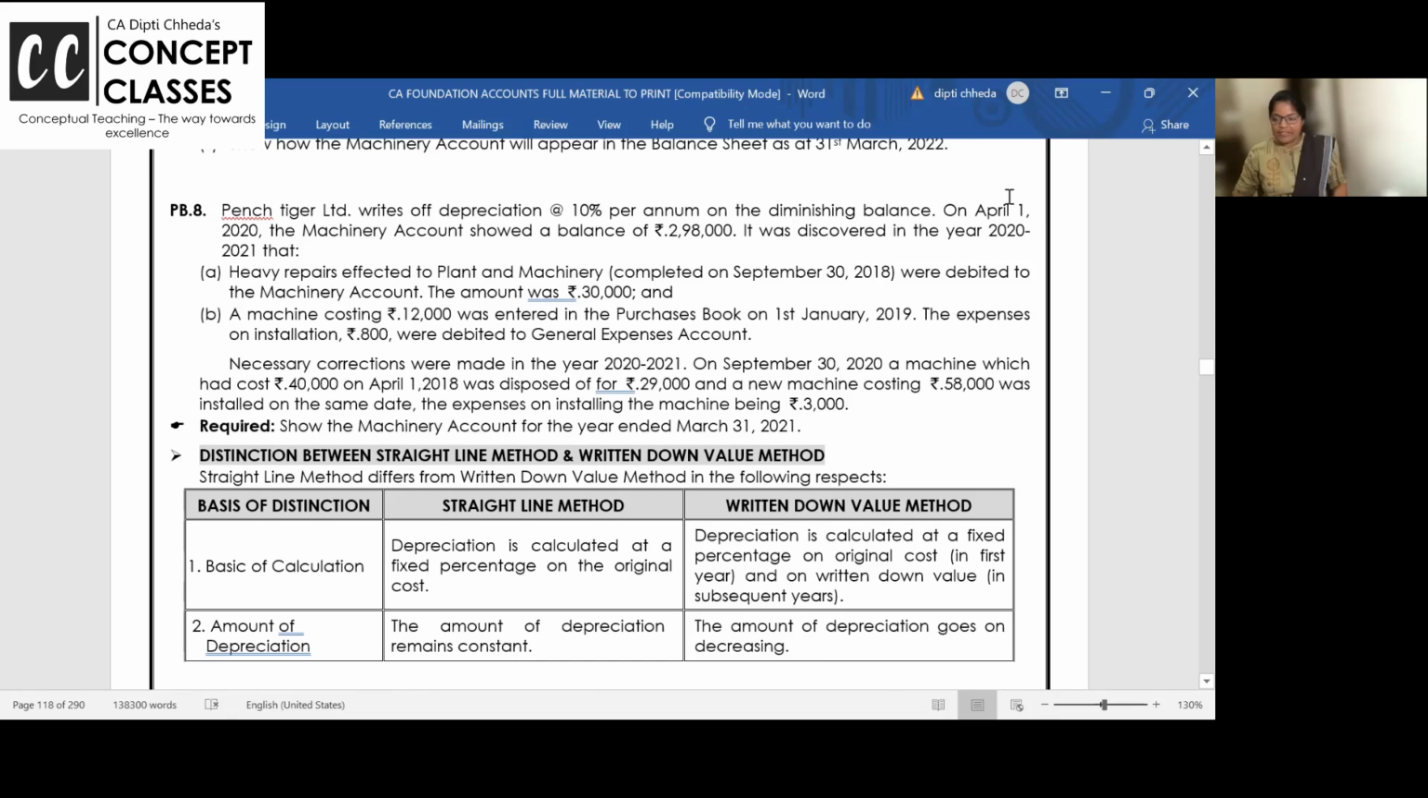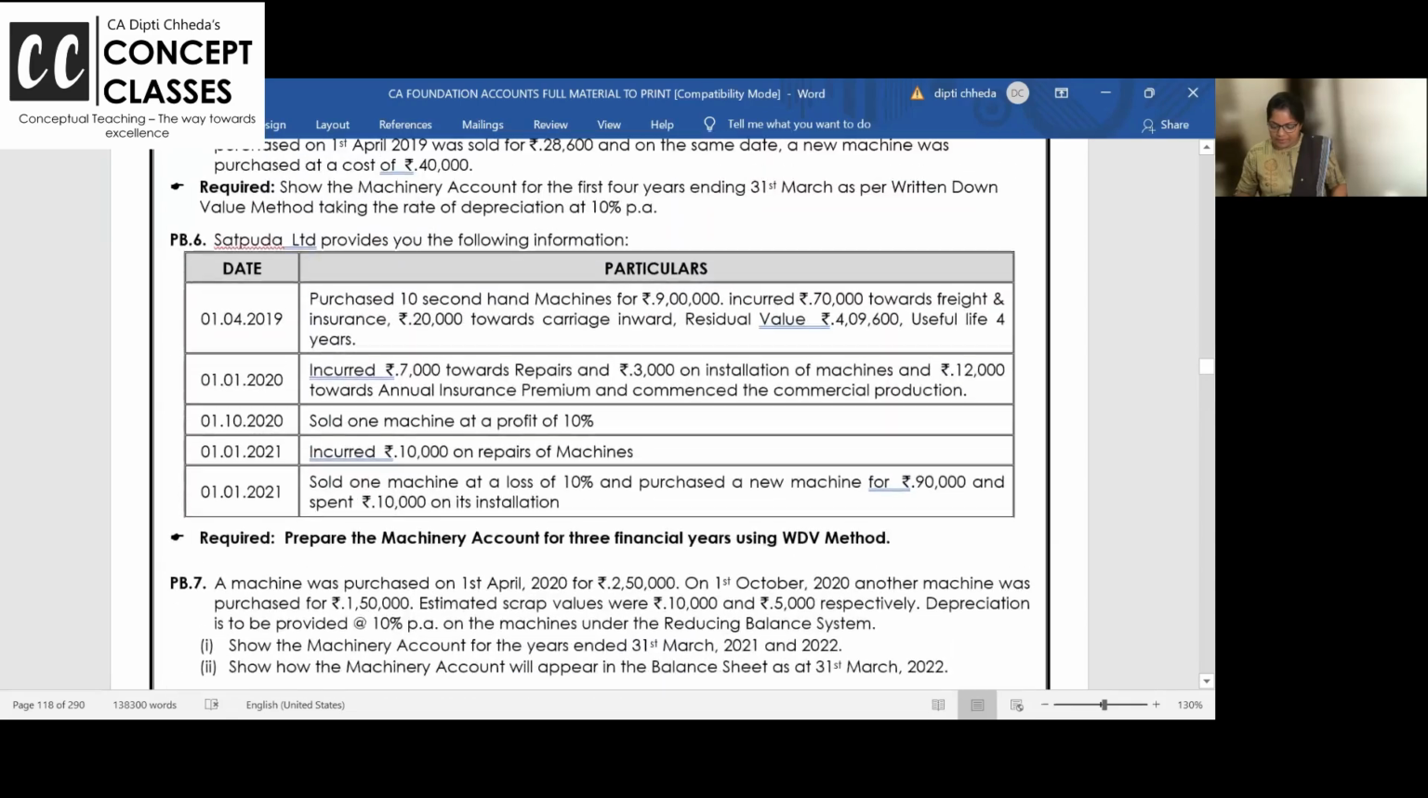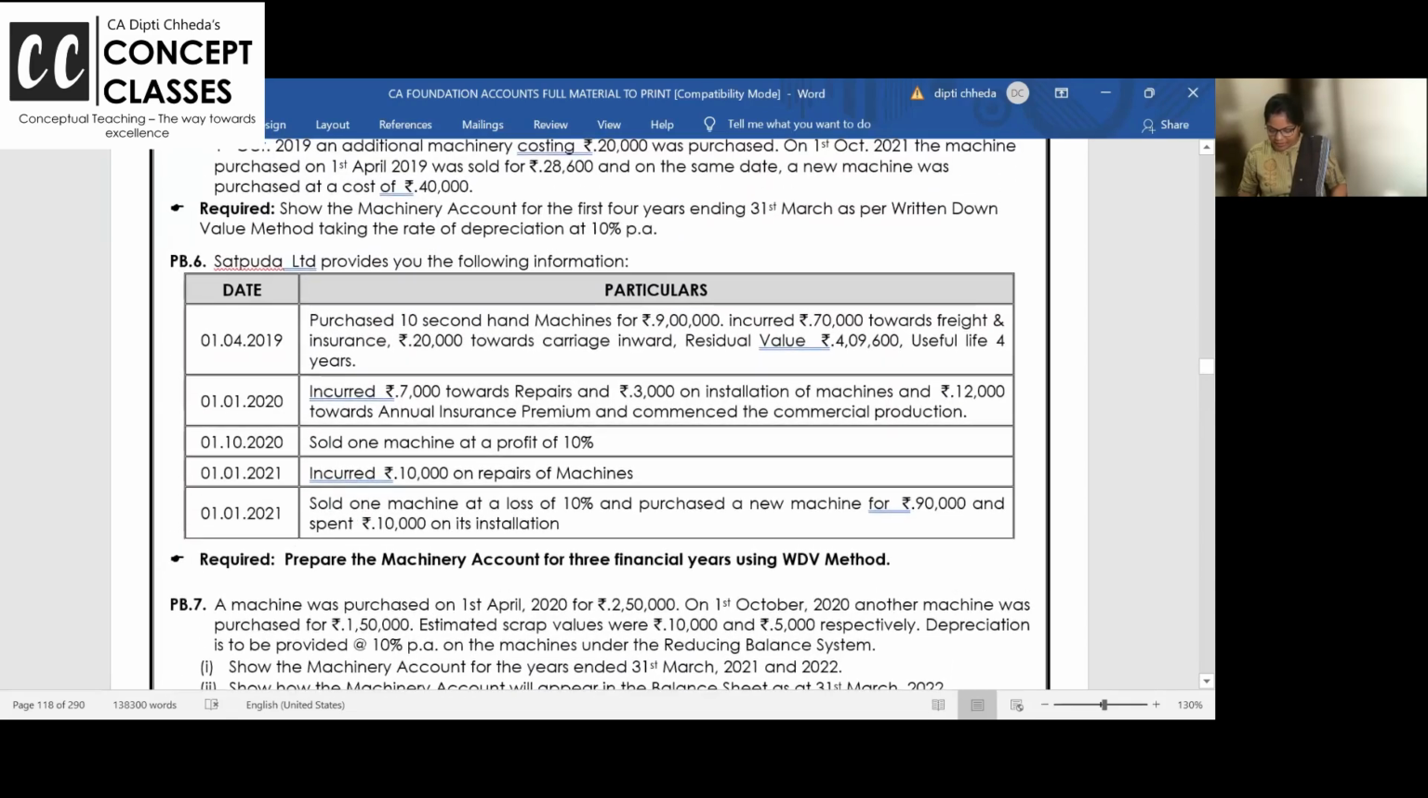Number of question, why there is some confusion. The sixth question we have done yesterday. By mistake I have written 9.